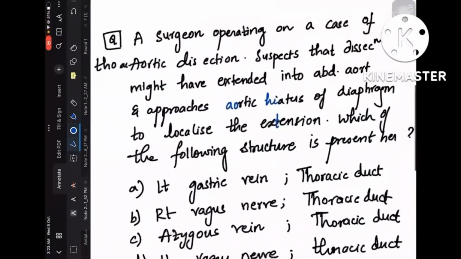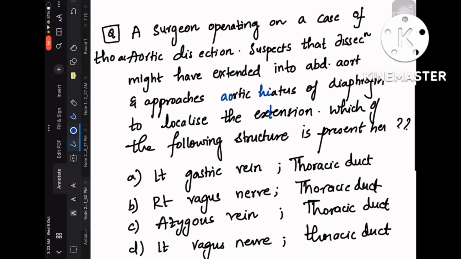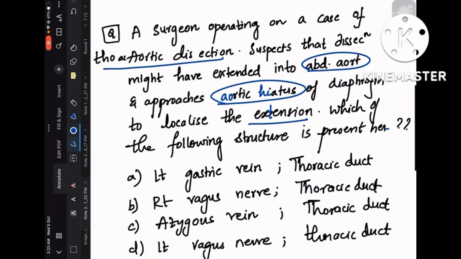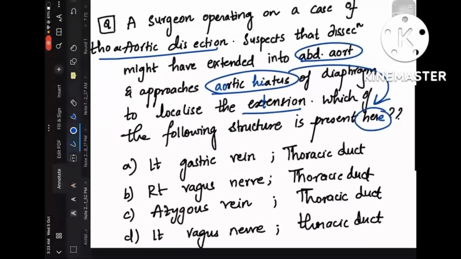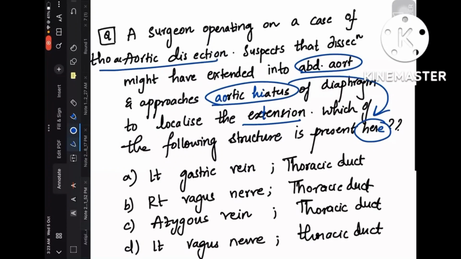Now answer this question for me. A surgeon is operating on a case of thoracic aortic dissection, suspects that the dissection might have extended into the abdominal aorta. So he goes down and explores the aortic hiatus to localize the extension. Which of the following structures is present here? So that here is aortic hiatus. What are the structures present in the aortic hiatus is the basic anatomical question which is clinically correlated with the aortic dissection. So please let me know in the comment section, guys, what are the structures that are present in the aortic hiatus. Thank you.